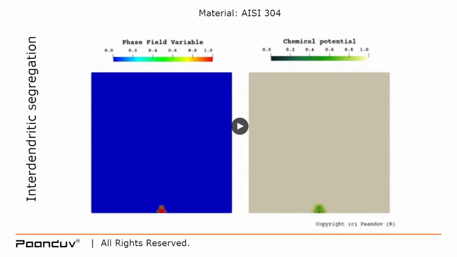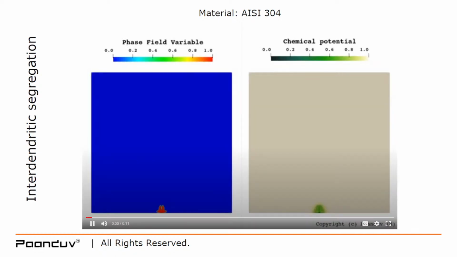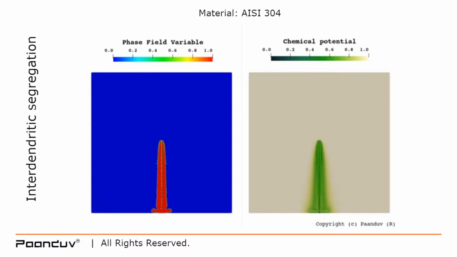We go down to further small scales. Now we are at the micro scale, where we will showcase interdendritic segregation, formation of a dendrite from a nucleus, and then propagation towards the top of the melt pool.